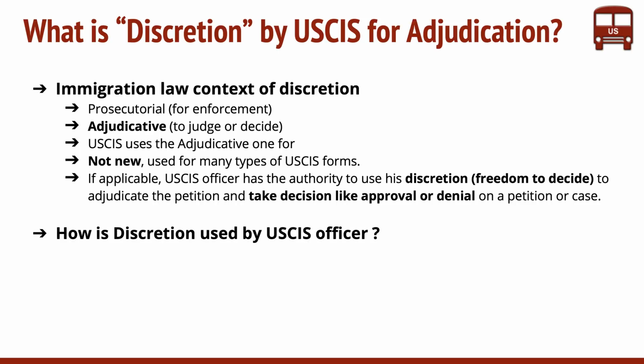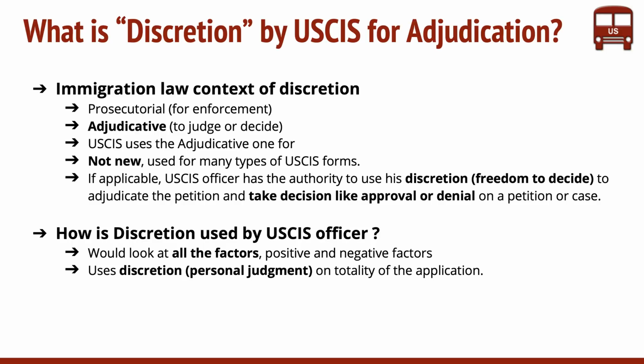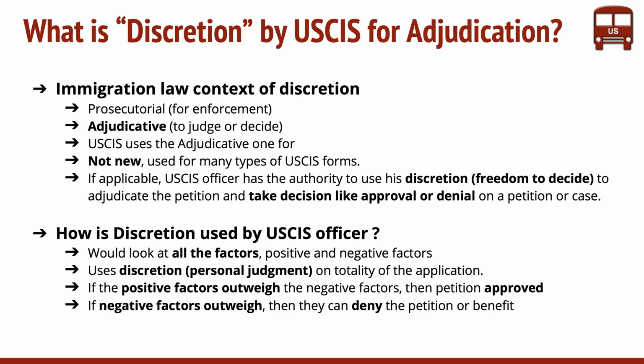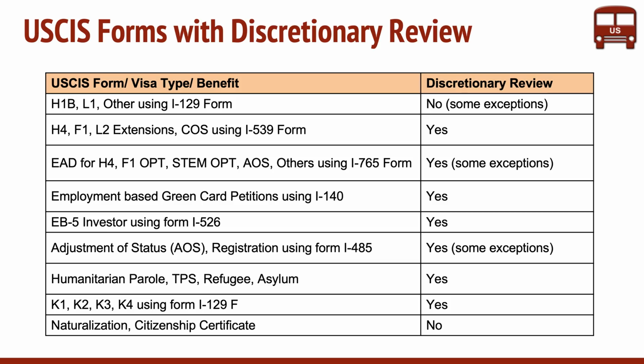And how is it actually used by officers? They would look at all the factors that are either positive or negative regarding a case, and then they use their judgment. Basically, discretion is personal judgment based on the totality of the application. If the positive factors outweigh the negative factors, then they approve the petition. But if the negative factors are more than the positive factors, then they deny the petition. So it looks like a pretty simplistic thing, but it is subjective. As it says, it is discretion based on personal judgment, and can sometimes be not very realistic.